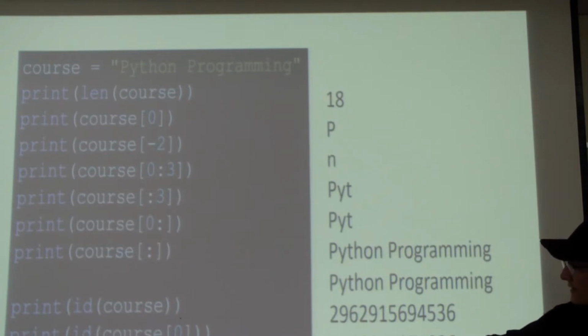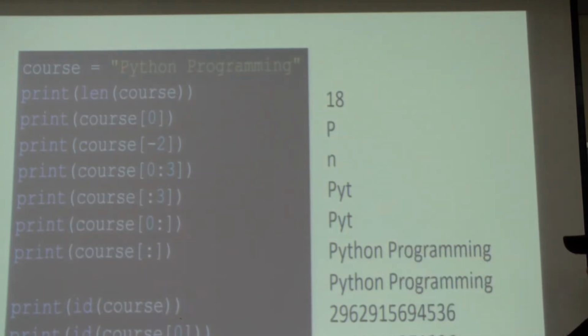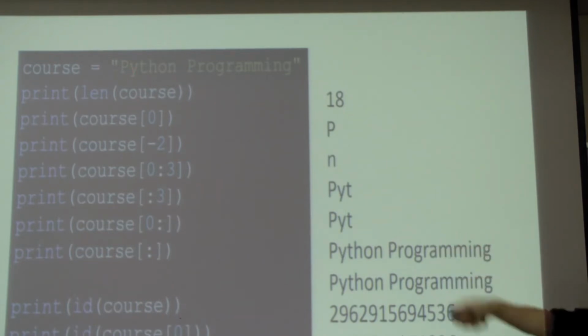And id(course[0]). 0 is P, this character. It is situated in another memory. So for each character, the computer allocates different memories. Do you understand it? For P another memory, for Y another memory.